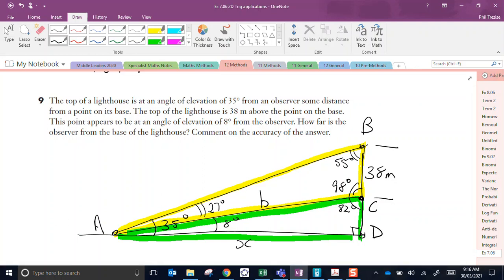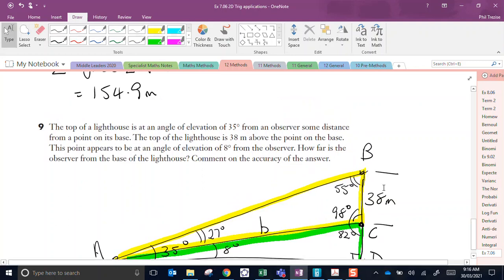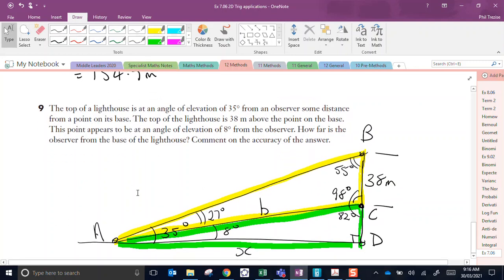So a fair bit of my working was done on the diagram, and hopefully that helps. Thanks for watching. I won't actually finish this one. I'll leave you to finish that one for yourselves.